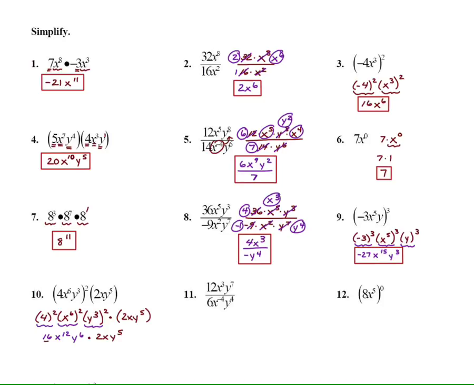And now I'd multiply the numbers. 16 times 2 is 32. Multiply the x's and add the exponents. Multiply the y's and add the exponents. And you should get 32x to the 13th, y to the 11th.